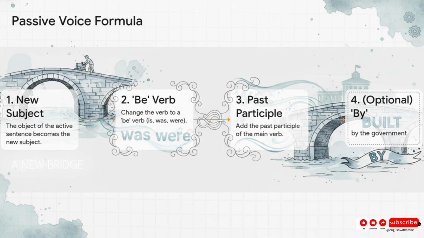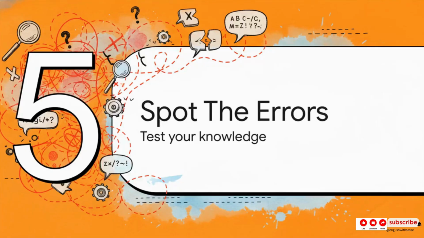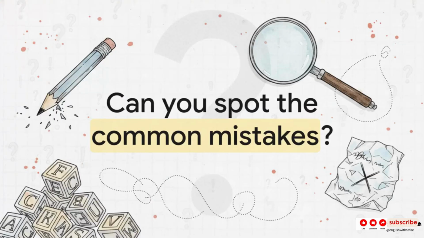Step two, add a be verb, in this case, was. Step three, add the past participle of the main verb, which is built. So now we have a new bridge was built. And if we want, we can add that optional last part, by the government. See? Simple. All right, you've got the theory, you've got the formula. Now it's time to put all that new knowledge into practice. You ready to play detective and spot some common mistakes? Let's see if you can figure out why these next few sentences just don't quite sound right.